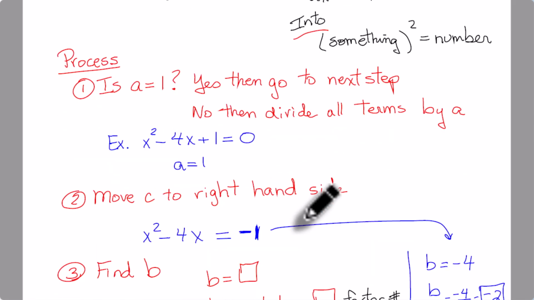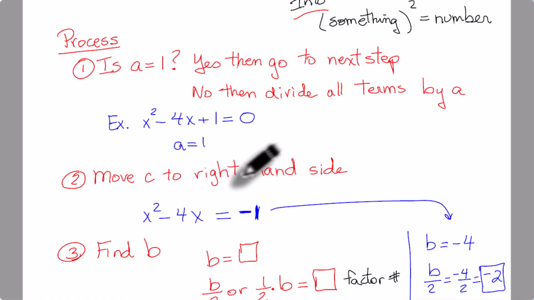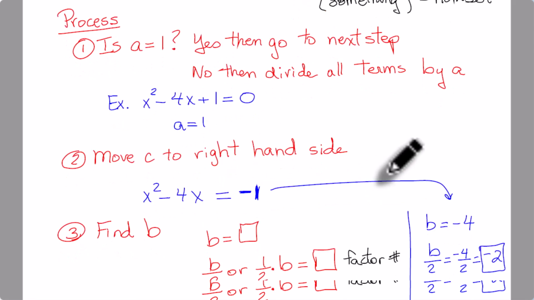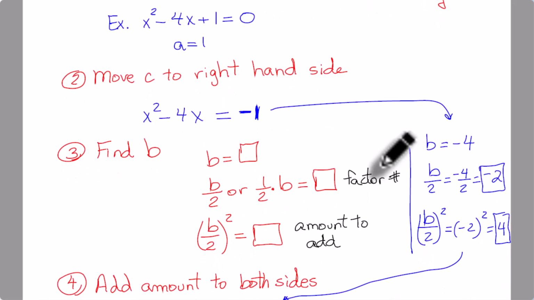Next, I move the C number to the right-hand side. You say, what is this C? Well, remember, C was the number stuck on the end, so I'm moving it to the right. Step 3 is where all of the important work is done. So let's put a star by that. First thing I do is I look and I answer, what is B? Okay, and here B is minus 4.